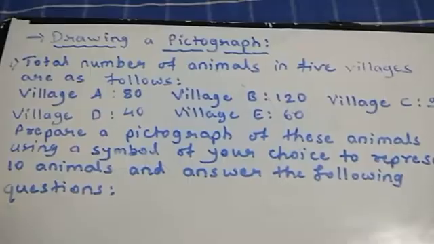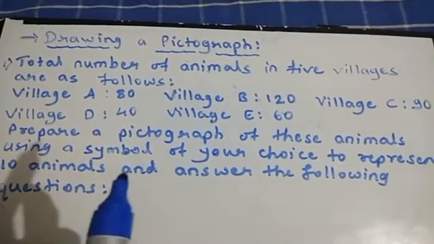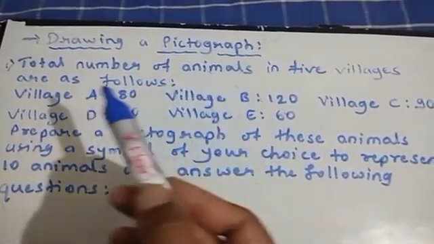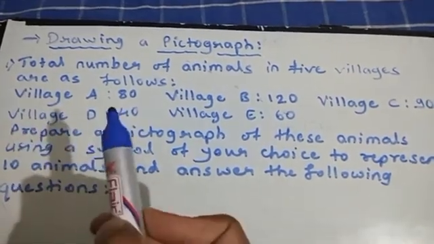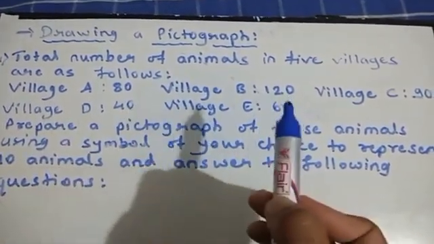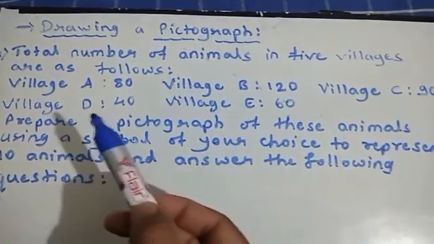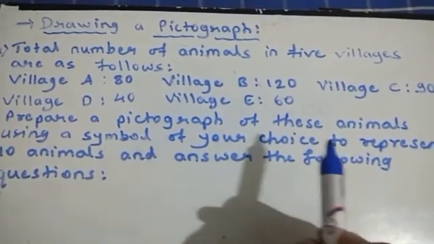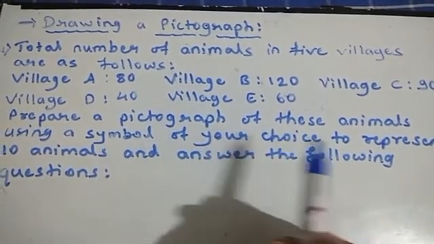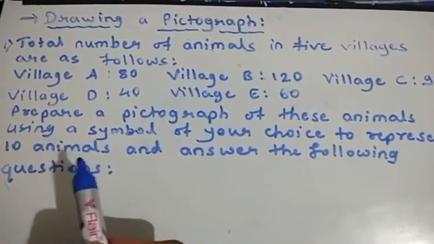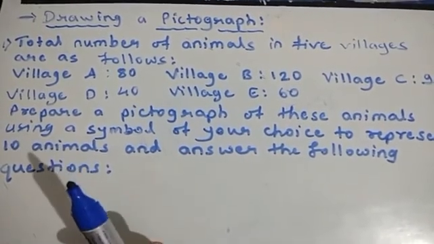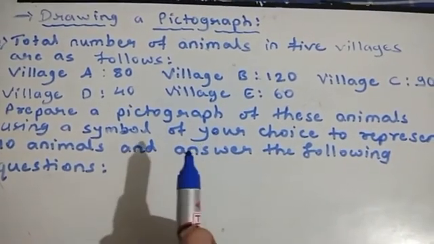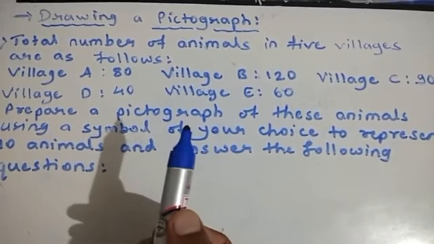Now, the next part is drawing a pictograph. Let's see one example here. The total number of animals in 5 villages are as follows. Village A 80, Village B 120, Village C 90, Village D 40 and Village E 60 animals. Now prepare a pictograph of these animals using a symbol of your choice to represent 10 animals, and answer the following questions. After drawing the chart, they have asked some questions that we will answer.